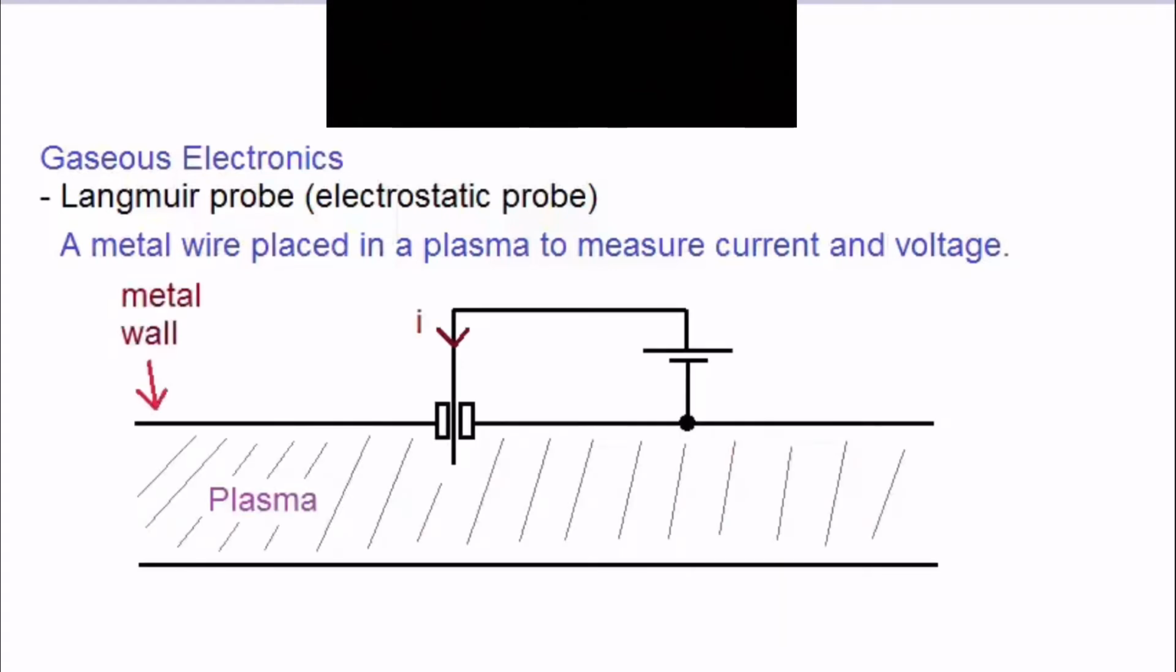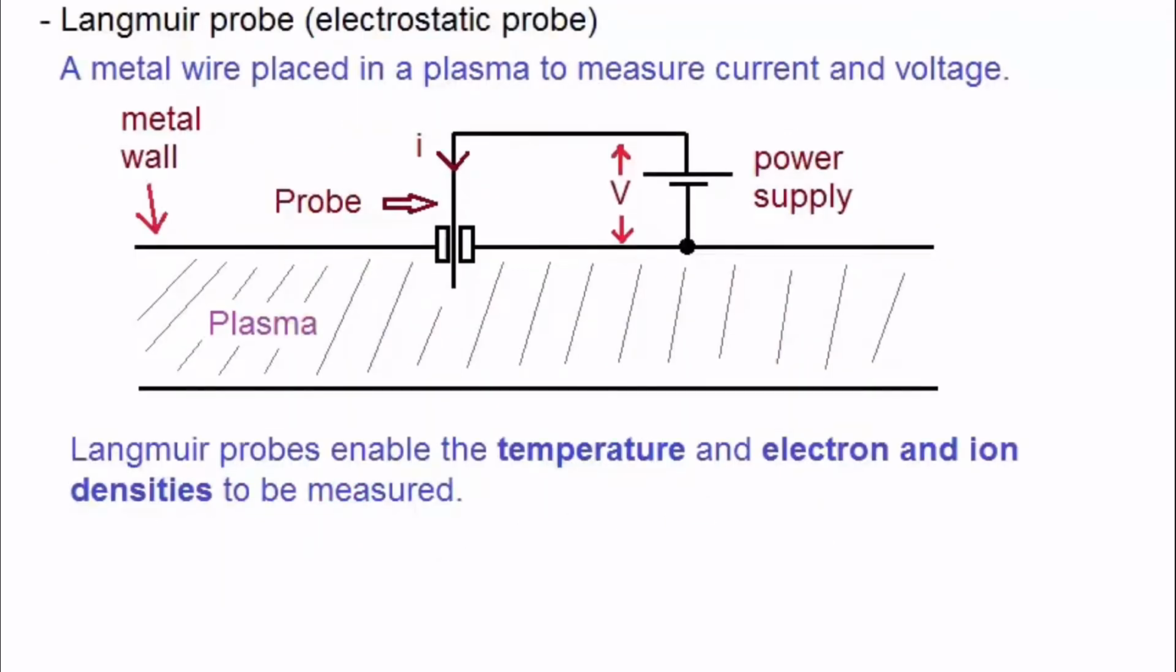We have a metal chamber with a plasma generated inside it. We insert in this metal chamber a very small wire called the Langmuir probe. We attach it to the power supply, which applies a voltage between the probe and the body of the chamber. The Langmuir probe enables the plasma temperature and the electron and ion densities to be measured.